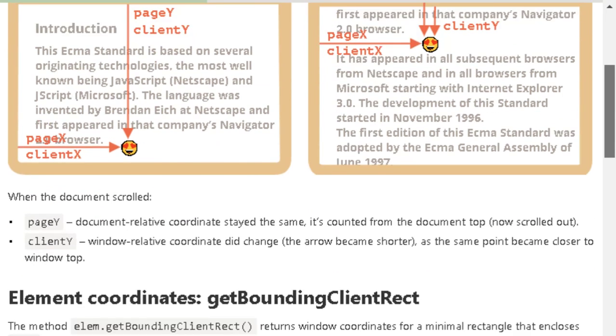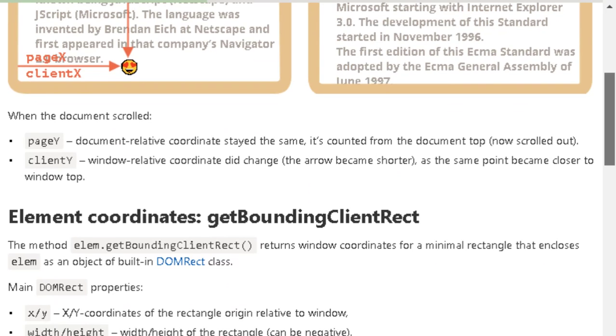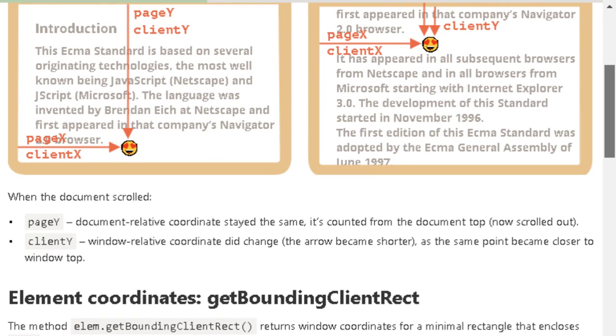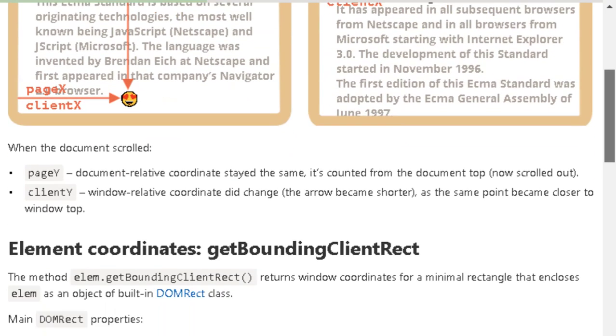Let's scroll down. When the document scrolled, pageY, the document relative coordinate, stayed the same. It's counted from the document top, now scrolled out. clientY, the window relative coordinate, did change. The arrow became shorter as the same point became closer to the window top.